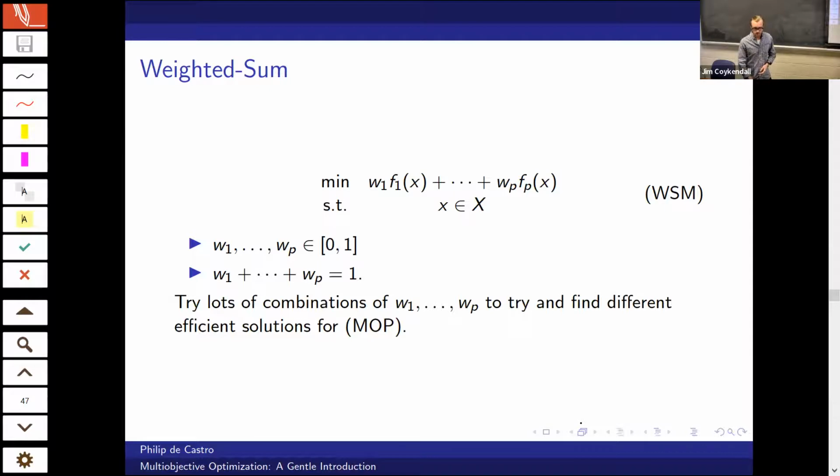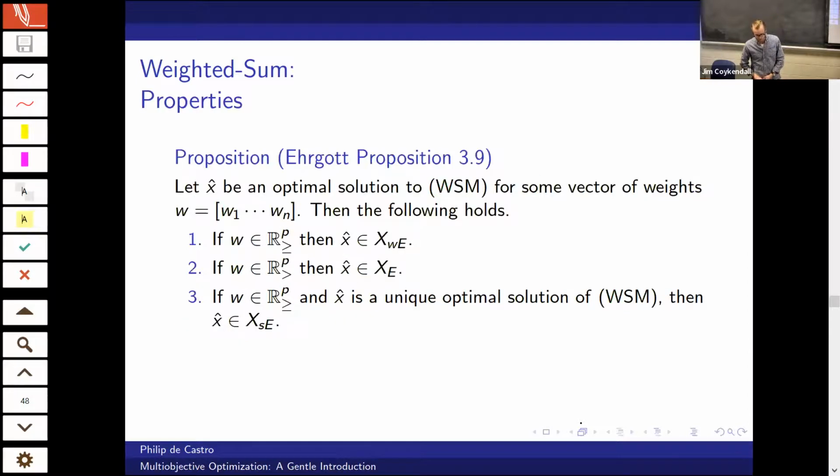And so basically what we want to do is try a bunch of different combinations of weights, right? We pick some combinations and permute them and solve this problem over and over again. We should be able to find some set of efficient solutions, at least that's what we hope for. We need to make sure that if we solve this problem, we're getting efficient points. So we have some results about that.